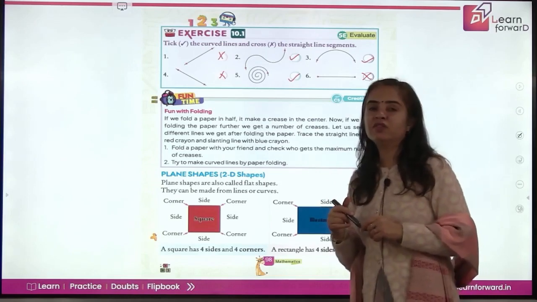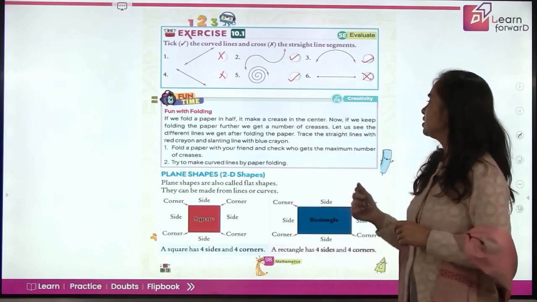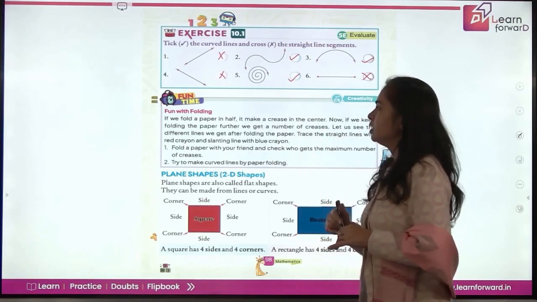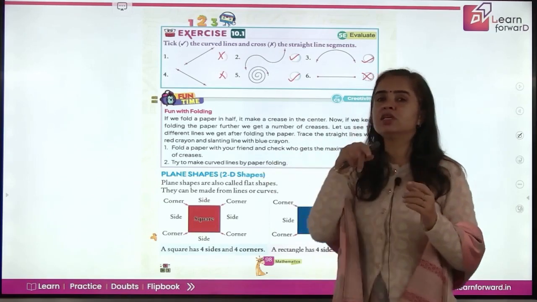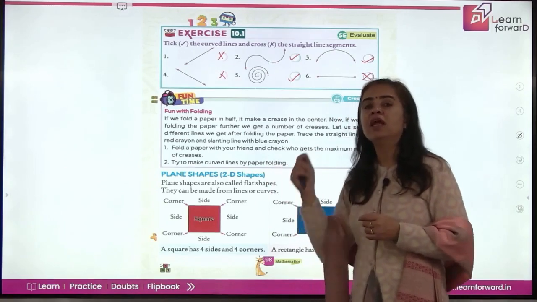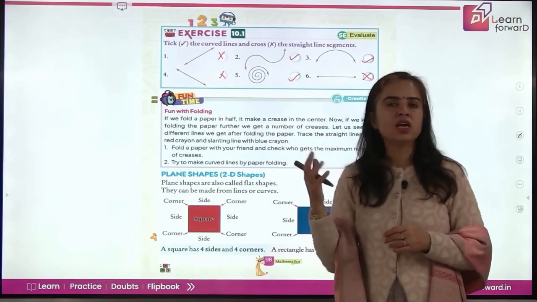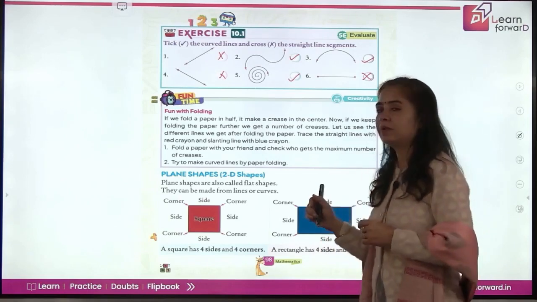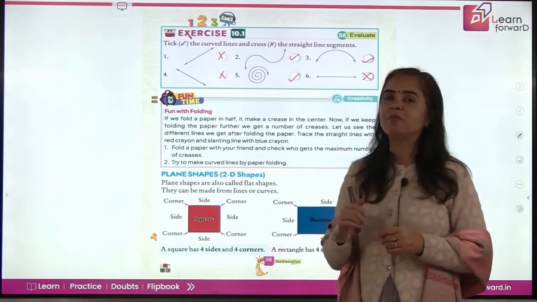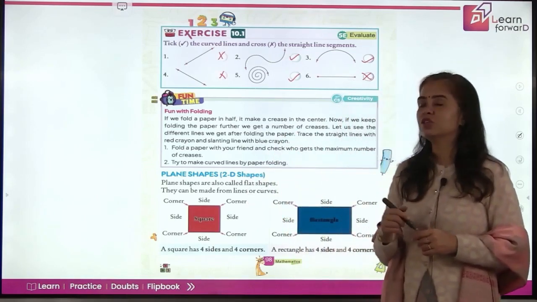Now you can have fun with paper folding, children. If we fold a paper in half, it makes a crease in the center, and if we keep on folding it, we get a number of creases, and when we open it, you see the different lines there. Okay, so you can just fold paper and have fun, and then you can even draw lines over those creases to see how many lines you have got folding that paper. Then you can also compare with the others, which of your friends has drawn the maximum lines, children. So lots of things to have fun here. So you can do this amongst your friends also.